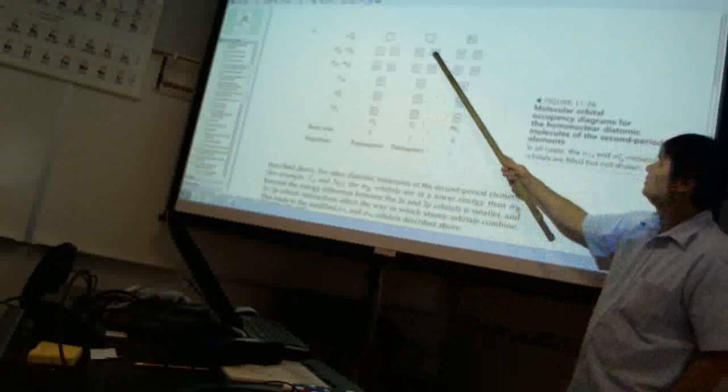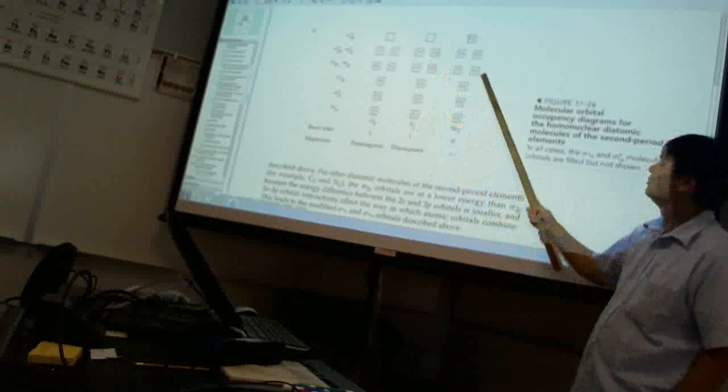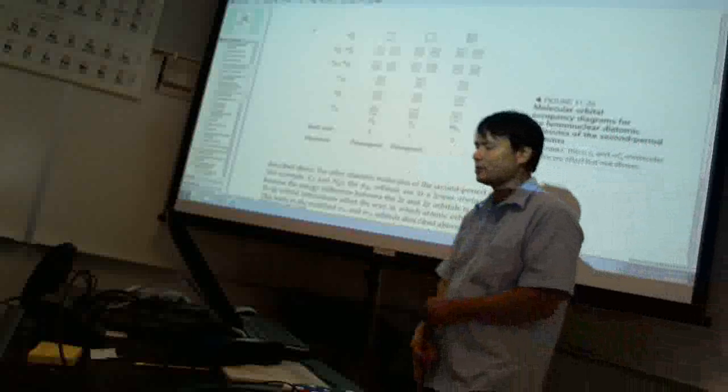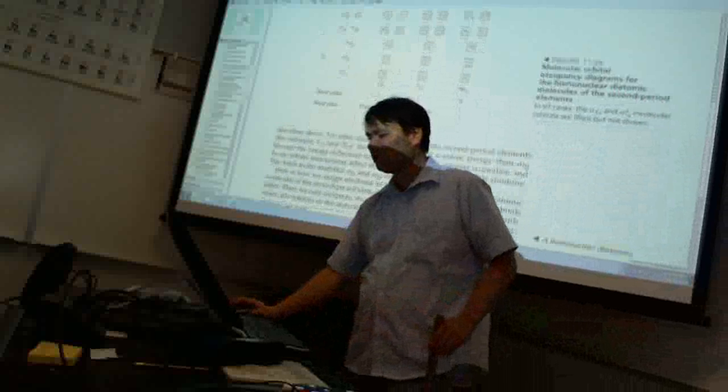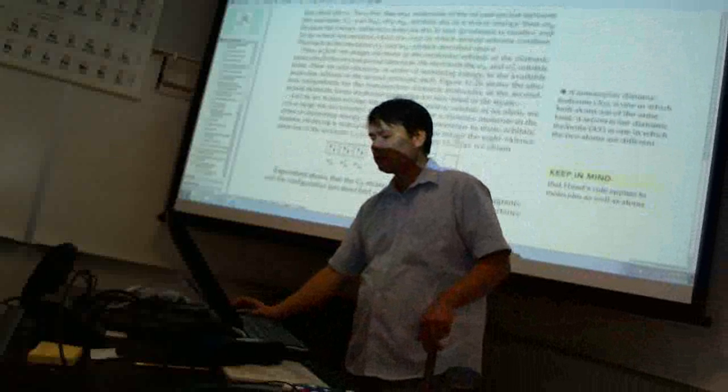Then we go to F2. F2 is bond order 1, diamagnetic. And then Ne2. Ne2, all the antibonding cancel out the bonding, and we get a bond order of 0. So Ne2 is not predicted to exist. Therefore, we aren't going to have any magnetic properties. And so those are all the simple diatomics.